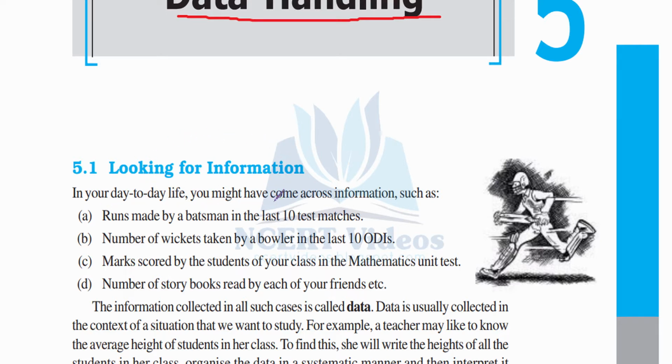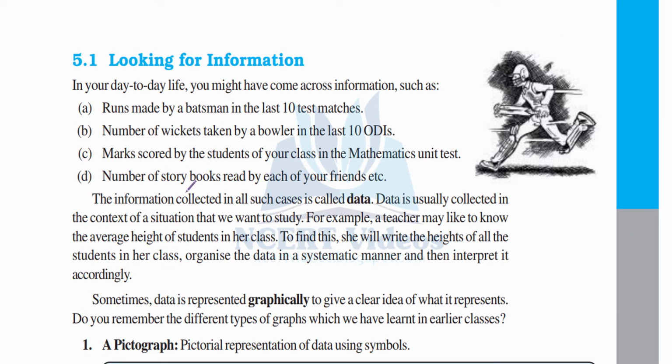In your day-to-day life, you might have come across information such as runs made by a batsman in the last 10 test matches, number of wickets taken by a bowler in the last 10 one-day internationals, marks scored by the students of your class in the mathematics unit test, or number of story books read by each of your friends, etc. So here we observe that we have different aspects of our life, and the similar thing is that we are gathering some sort of information. The information collected in all such cases is called data. So this is the basic definition of data.